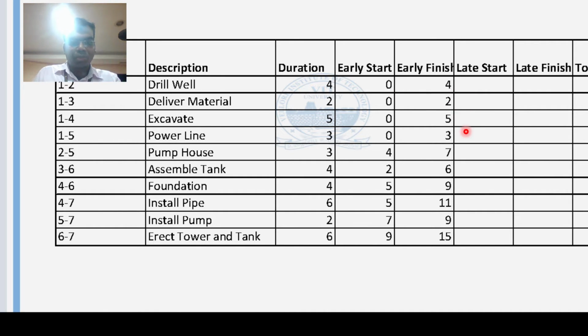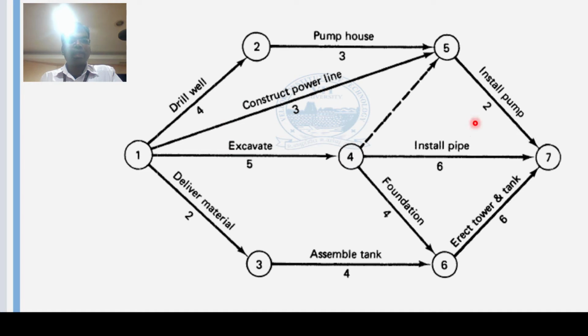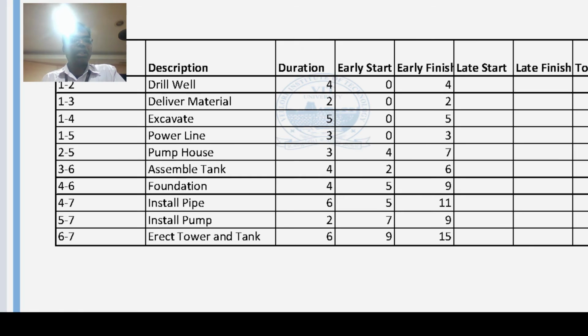So you just add 4, 2, 5 and 3. It's just 3 plus 0, 3, 4 and so on. Now you come to the pump house. The preceding activity is activity number 2. When is activity number 2 getting over? It is getting over after 4 days. So this can only start after the 4th day. This is what is being marked here as the early start.